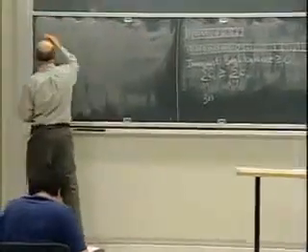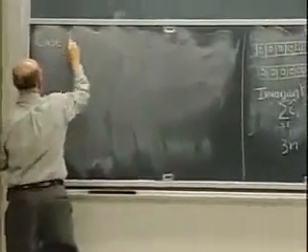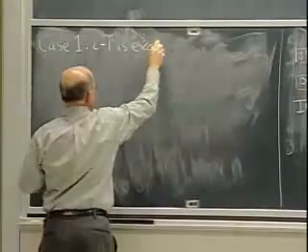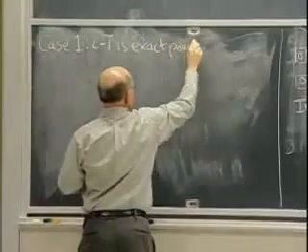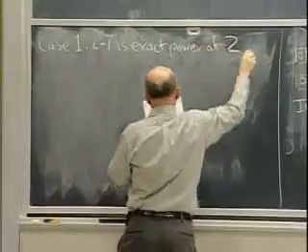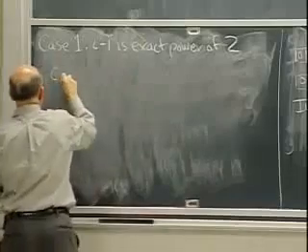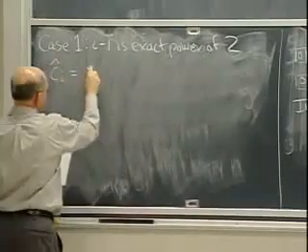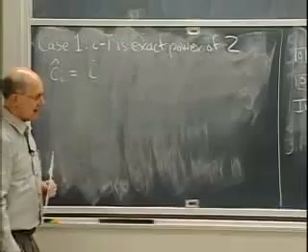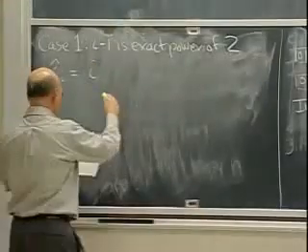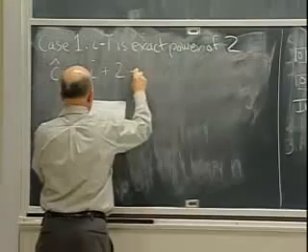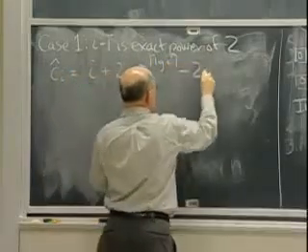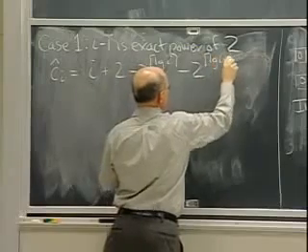Okay, so case 1, I minus 1 is an exact power of 2. So then Ci hat is equal to, well, Ci is now just I. That's that case. And then we have the rest there. Plus 2 minus 2 ceiling of log I minus 2 ceiling of log of I minus 1.